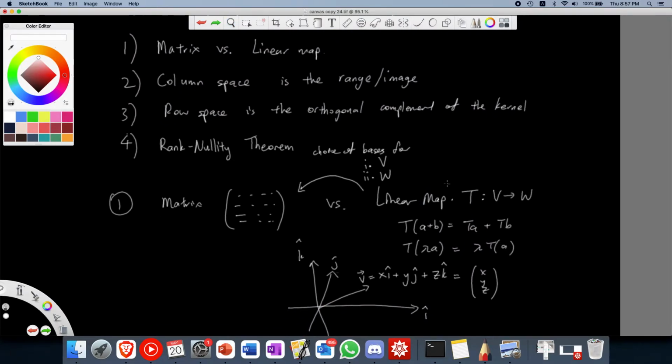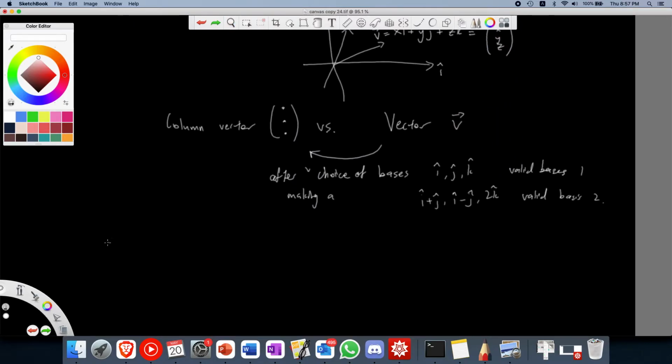That's just an aside. We'll be focusing our discussion on the matrix representation purely. So number 2, the column space is the range.